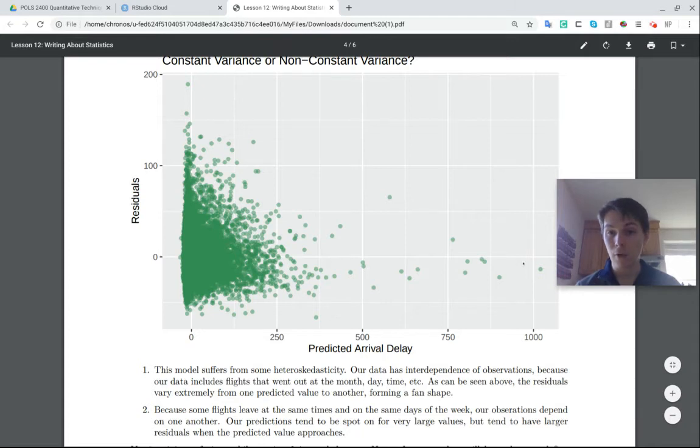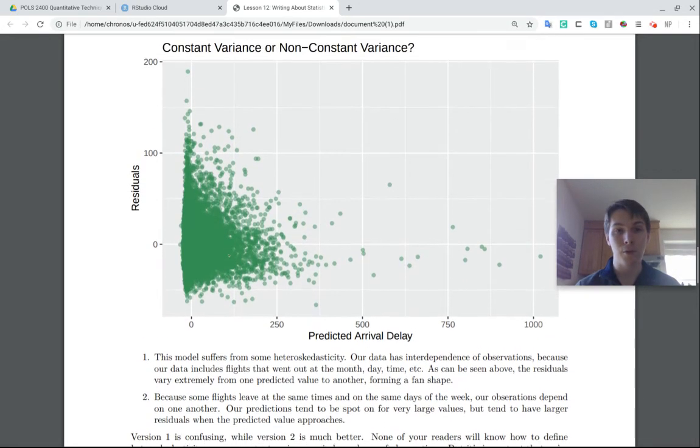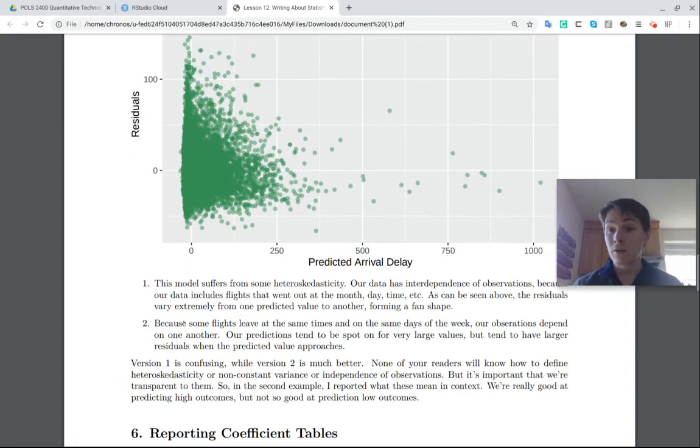The residuals are very, very small. But they tend to have larger residuals when the predicted value approaches 0. Sorry, that should say approaches 0 right there. Right? Large residuals. That's really useful.